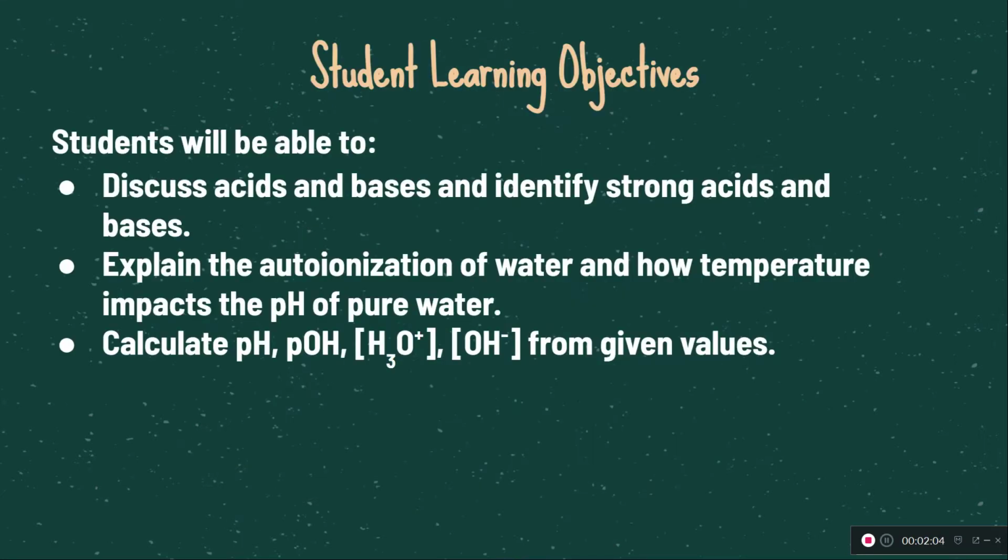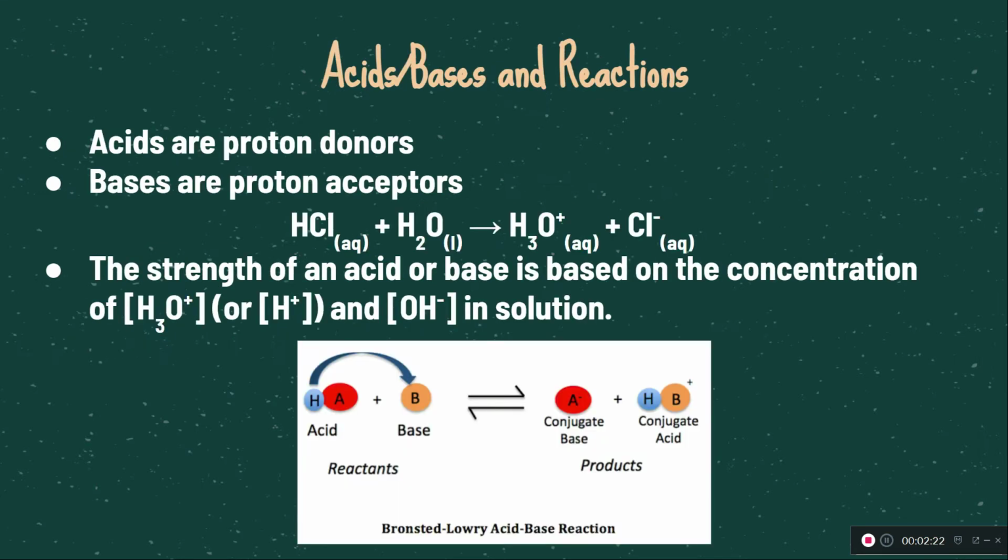By the end of this video, you should be able to discuss acids and bases and identify strong acids and bases. You should be able to explain the autoionization of water and how temperature impacts the pH of pure water, as well as calculate pH, pOH, hydronium ion and hydroxide ion concentration from given values.